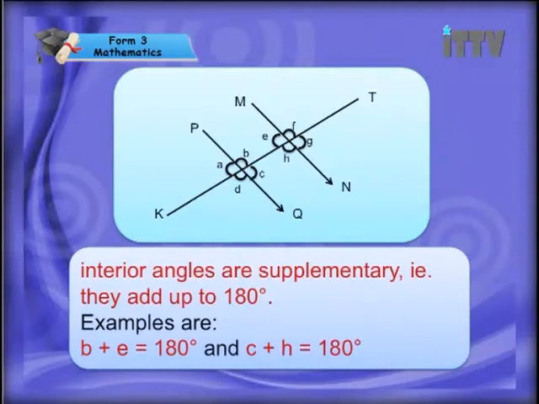Once we know that these are interior angles, the next issue that needs to be considered is what is the total of this angle. Their total would add up to 180 degrees. Likewise, angle C and H is also an interior angle. Likewise, it adds up to 180 degrees.